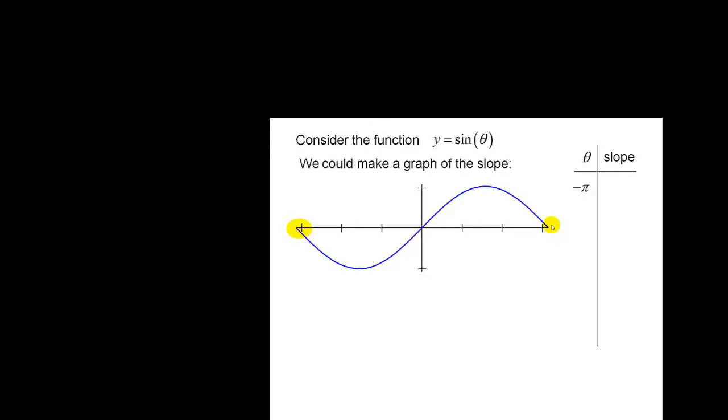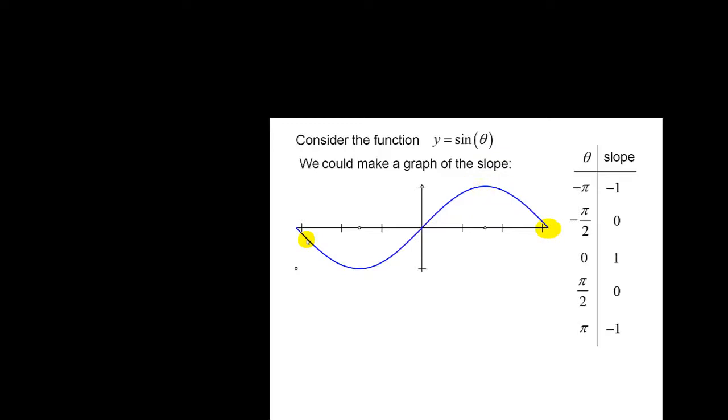If we look at negative pi and the slope there, it looks like it's a negative amount. It's negative 1. If we continue on, here's negative pi over 2. Well, it looks like the slope is 0 there. It's flat. And at 0, the slope is positive 1 now. And at pi over 2, the slope is back to 0. And finally at pi, the slope is negative 1 again.